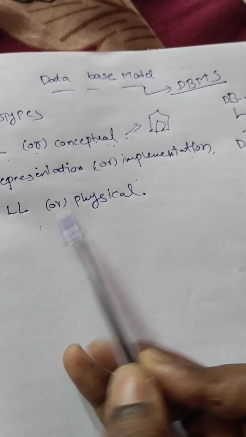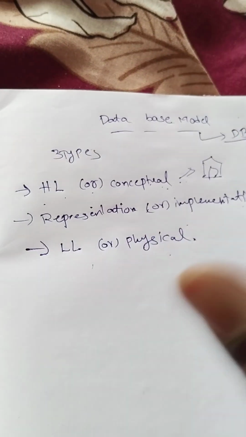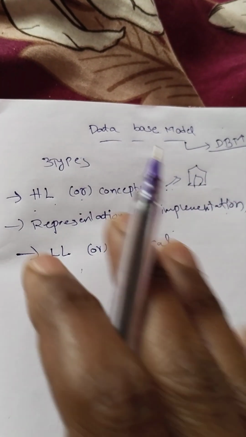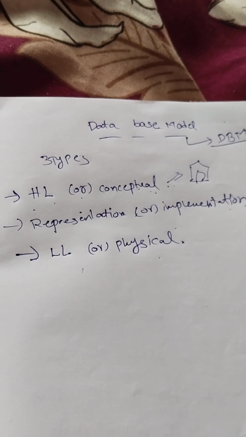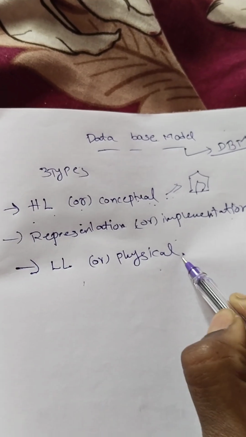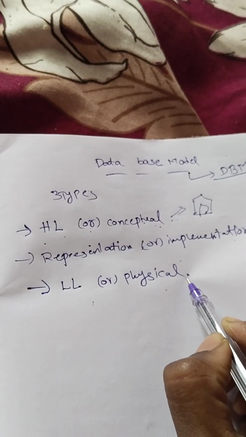Next is the low level or physical model. Finally the structure will be finalized. We construct and design the final implementation and check whether it is working or not. The physical implementation is done in the low level data model.